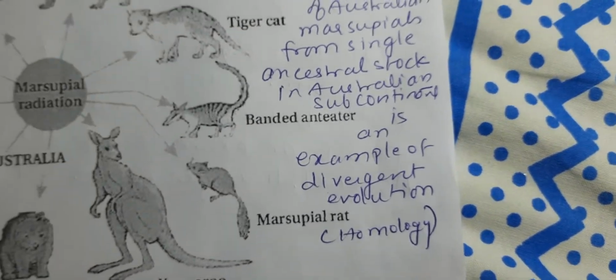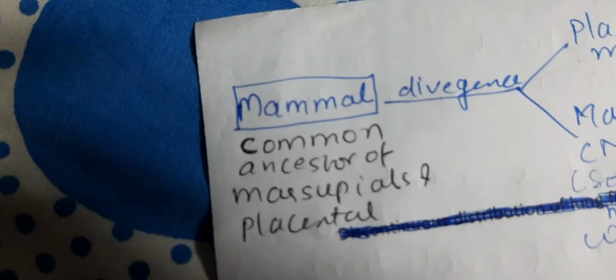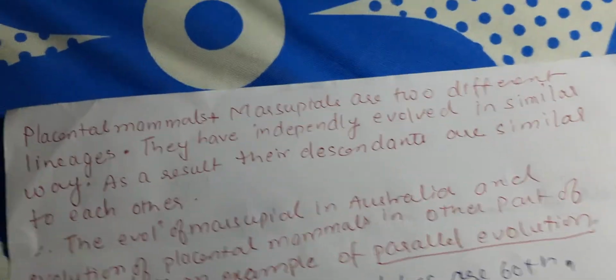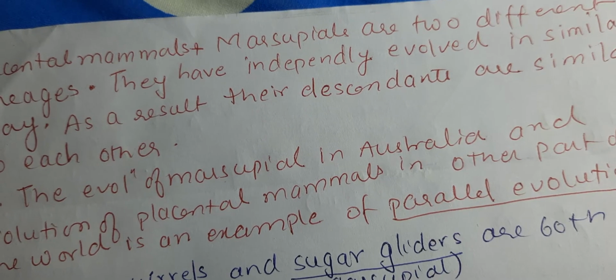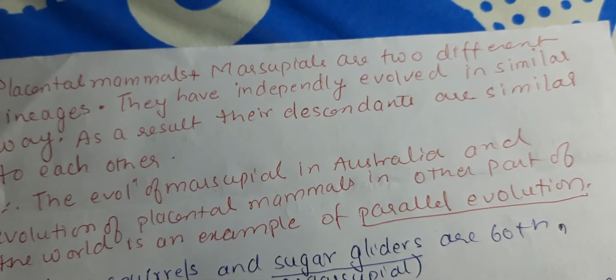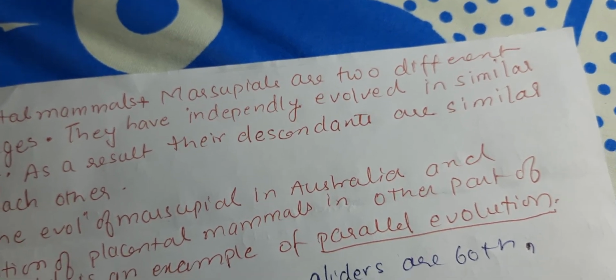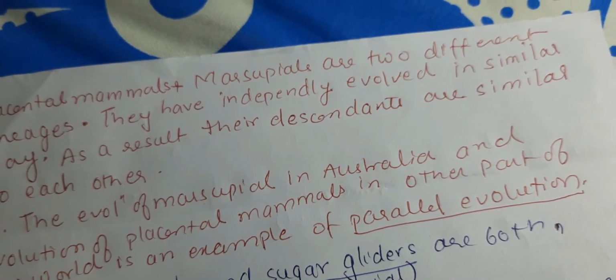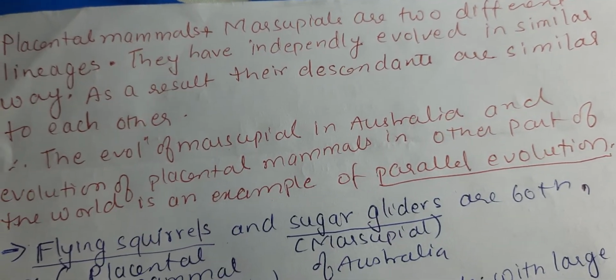Now, the evolution of Australian marsupials from a single ancestor stock in the Australian subcontinent is the example of divergent evolution. We can also say homology because their origin is common. Again you need to understand something: the placental mammals and the marsupials are two different lineages. Their origin is the same, but now they are independently developing into new lineages. They have independently evolved in a similar way.